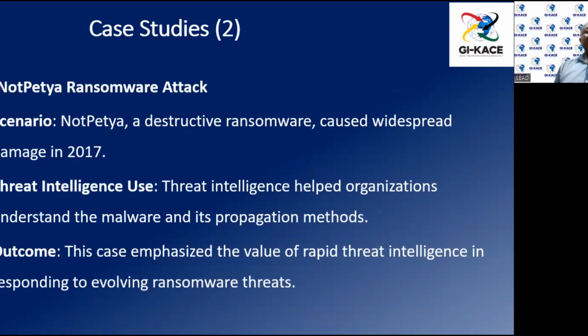Then we have the NotPetya ransomware attack. A destructive ransomware caused widespread damage in 2017, after the 2016 one. This intelligence helped organizations understand the malware and its propagation methods. So in this particular situation, threat intelligence was supposed to help us understand how the malware works and the propagation method that it uses. This case emphasized the value of rapid threat intelligence in responding to evolving ransomware threats.